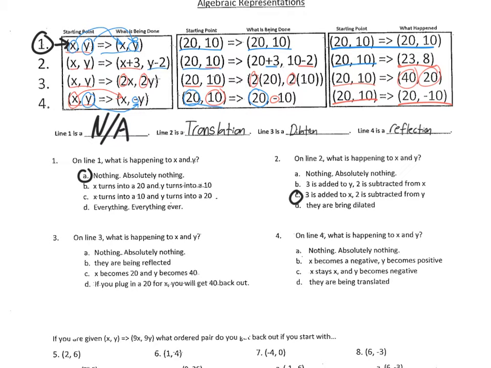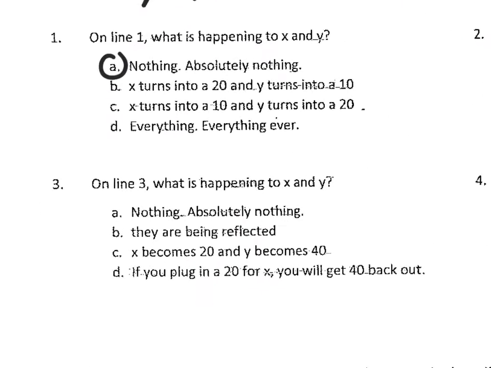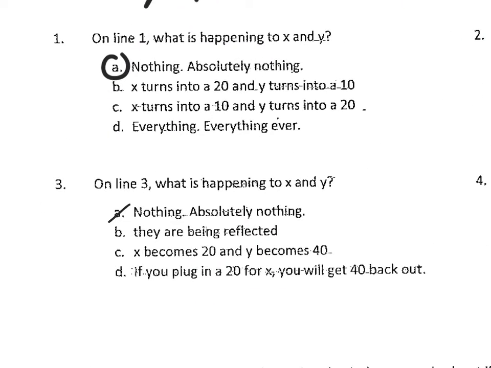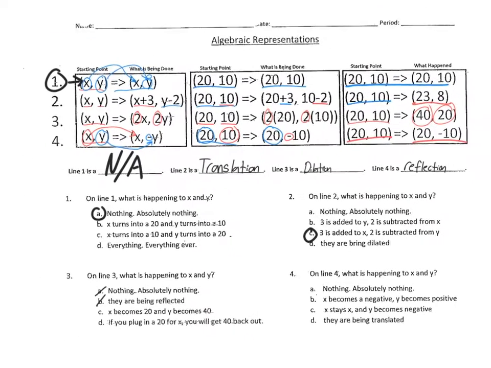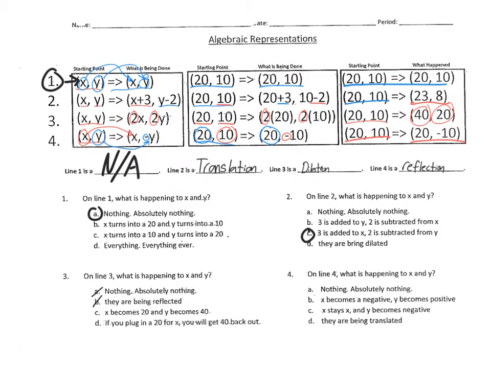Number 3, on that one, it just shows that we're going to multiply both the x and the y by 2. Now the answer choices were a little bit funny on this one. We know nothing didn't happen. It's not going to be a reflection. Now C and D are a little weird on this one. It says x becomes 20 and y becomes 40. Well, when I look at that line, this is for line 3, x became 40 and y became 20, so C is out.